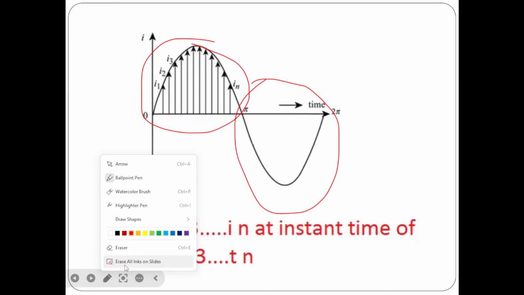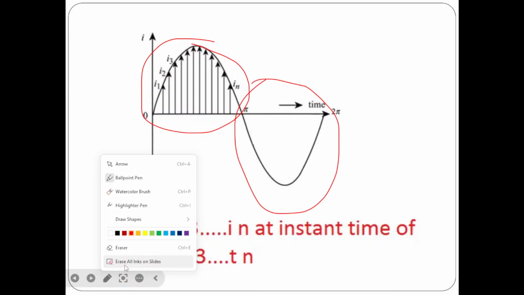Let us assume that at instant t0, the current is 0. At instant t1, the current is I1. At instant t2, the current is I2, and so on. At instant tn, the current is In. So I have divided this half cycle into different intervals.